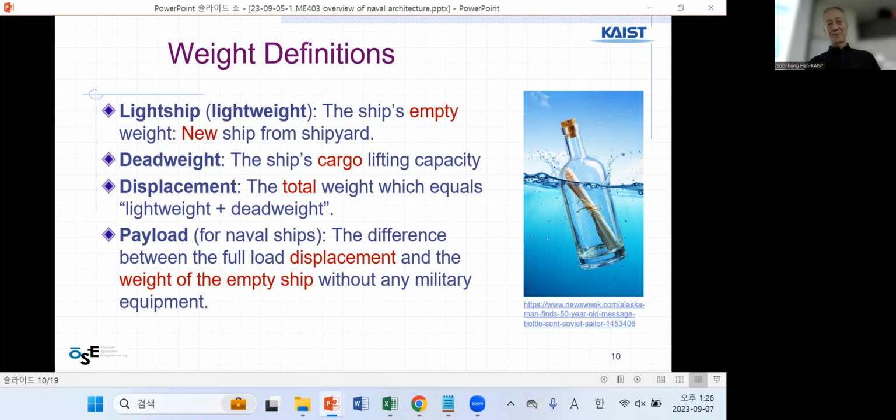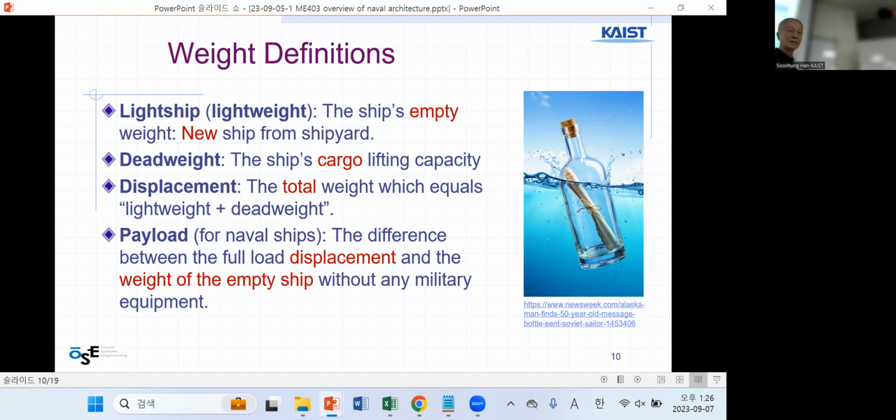So light ship is when the ship was newly built from the shipbuilding company, new ship that we call the light ship, without cargo, without human body, luggage and food and hotel facilities and oil, not gasoline, but fuel oils. So the empty ship, newly built. So you may imagine that you just received your car, new car. There is a light. New car from the automotive company.